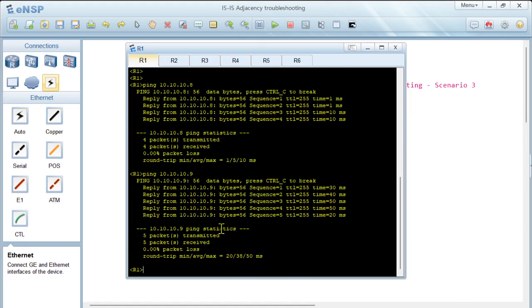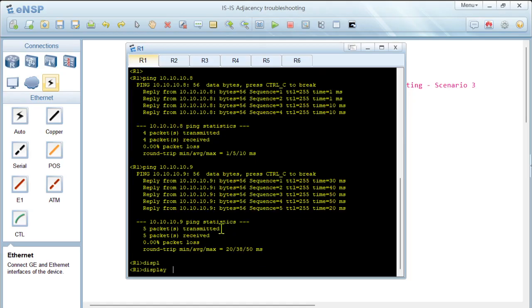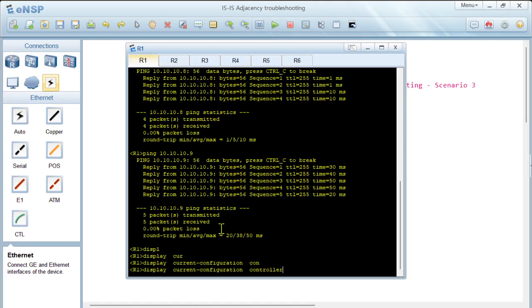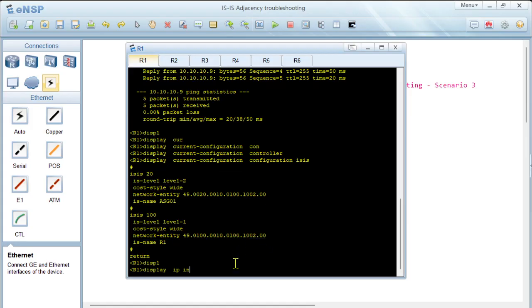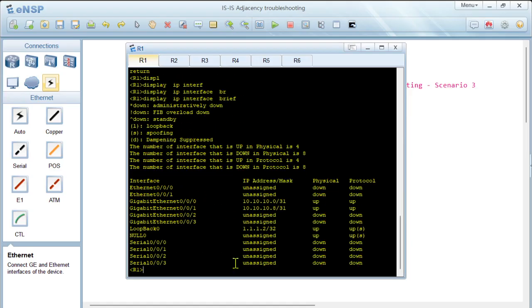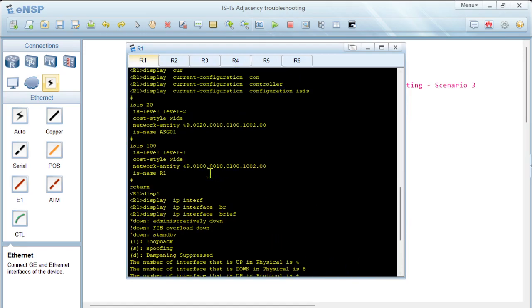Then for scenario 2, we need to check the network entity. So I can display current configuration, configuration ISIS. This is the network entity configured. We are in ISIS 100. And then we can also check display IP interface brief to ensure that it's generated from the loopback IP. You can see that this one is 1.1.1.2 and the network entity has been generated from that loopback IP. So it's a unique network entity.